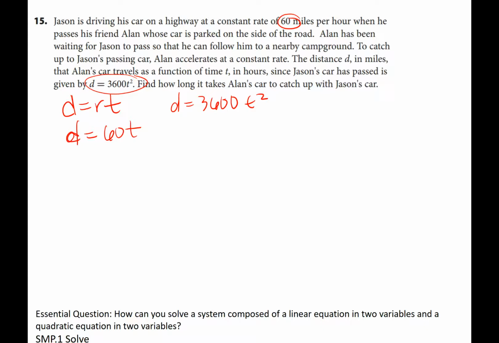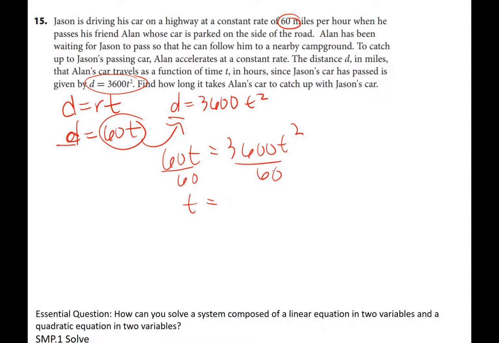Find out how long it takes Alan's car to catch up to Jason's car. Well, since these are both equal to d, I can just take that 60t and substitute it in. So we've got 60t equals 3,600 t squared. And then I'm going to go ahead and divide by 60. So you get t equals, these are going to go to zeros, 6 goes into 360, 60 times. So you have 60t squared.